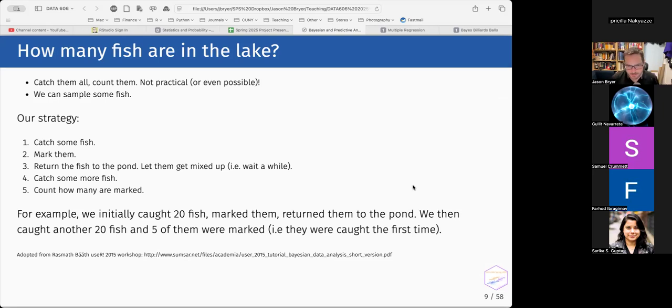This is a small pond, imagine, like in Central Park or something. I'm going to go back out and catch some fish again, and I'm going to count how many are marked. Therefore, they're caught twice. Okay.